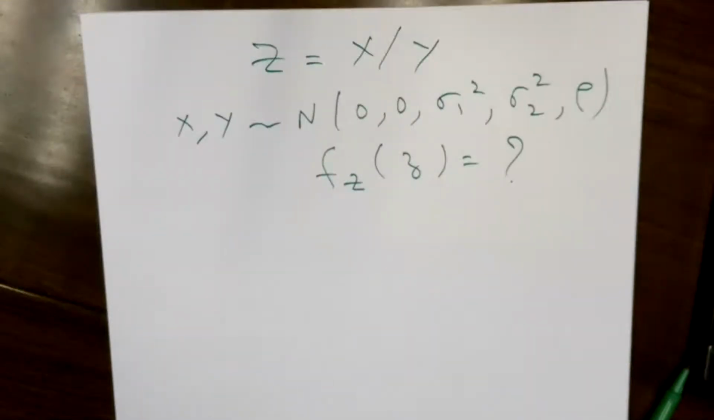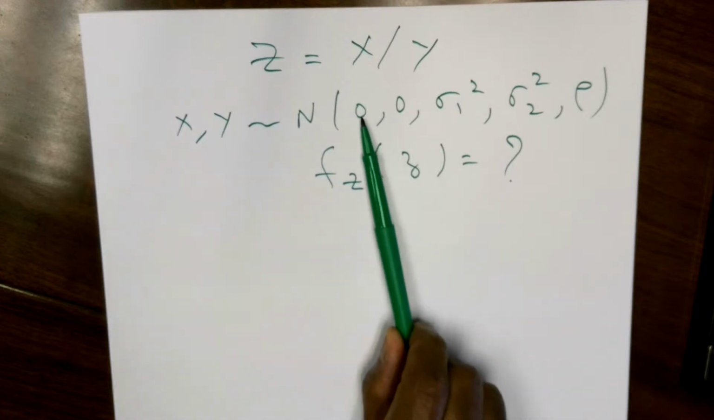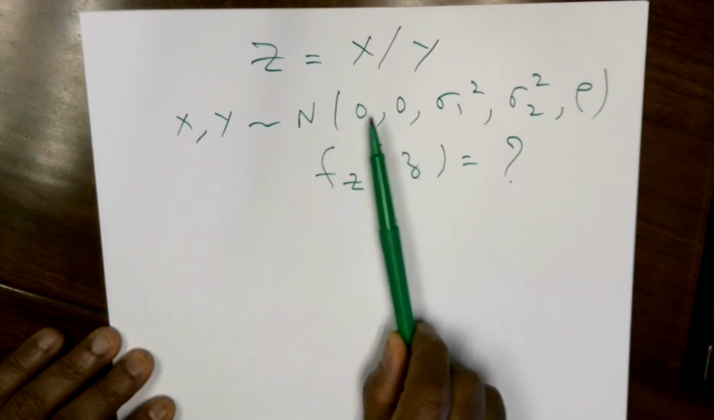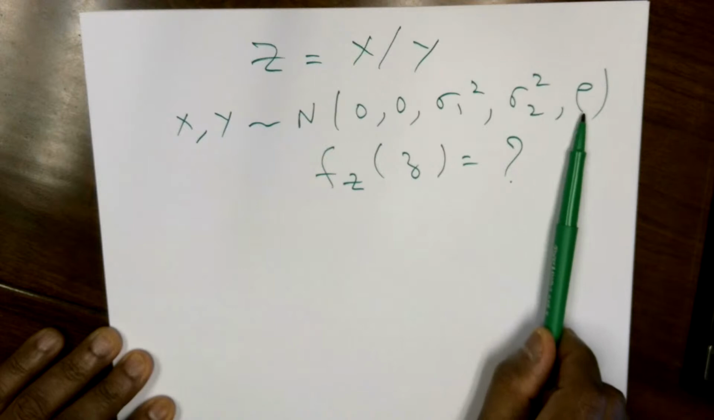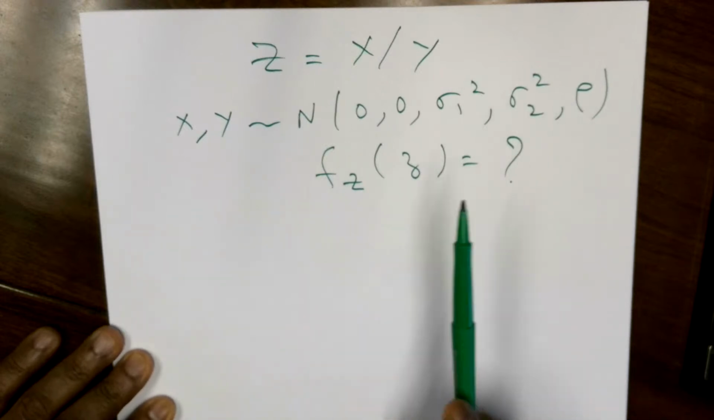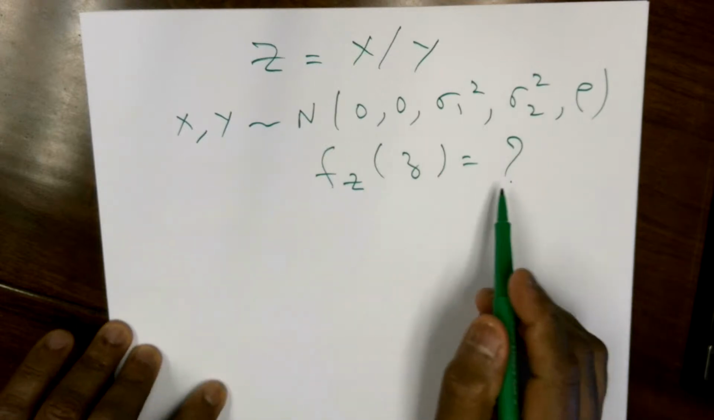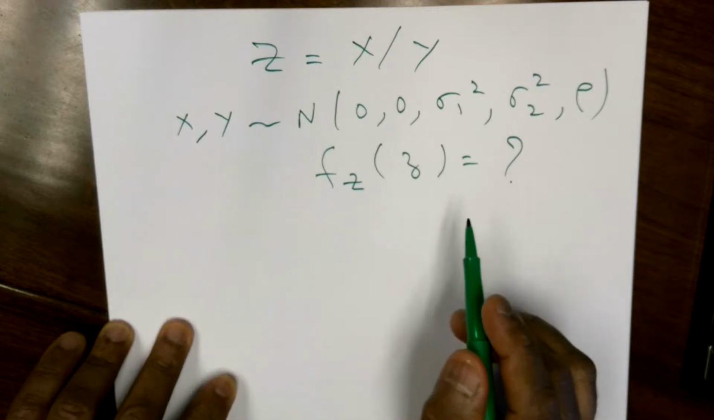So here we have a standard problem, finding the density function for the ratio of two random variables X and Y, where X and Y are jointly Gaussian, but with zero mean, different variances, and they are correlated. So I'll do this explicitly.